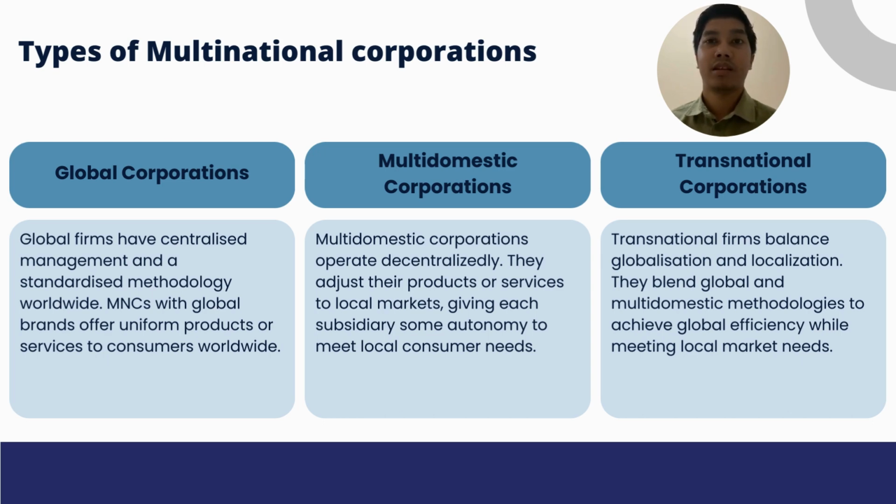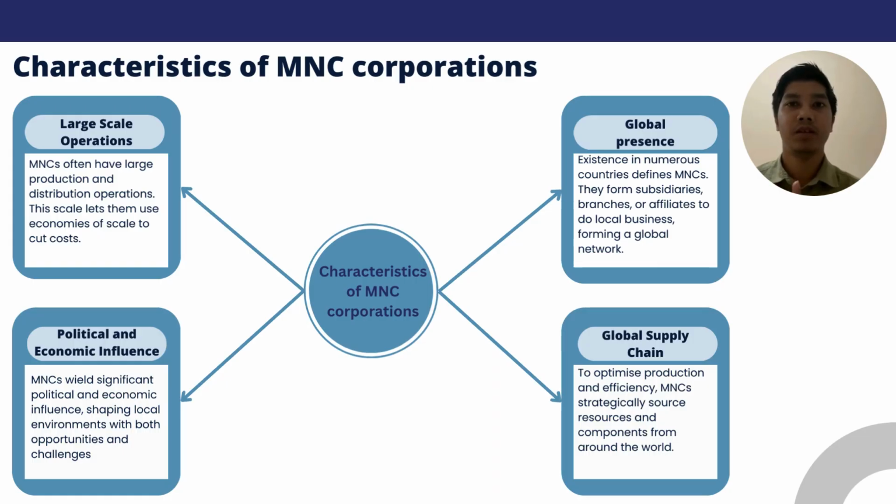So the third one is the transnational corporation. Transnational corporations seek to strike a balance between global integration and local adaptation, so that they can combine elements of both global and multi-domestic approaches, aiming for global efficiency while remaining responsive to the unique demands of local markets. Okay, next I will explain about characteristics of multinational corporations.